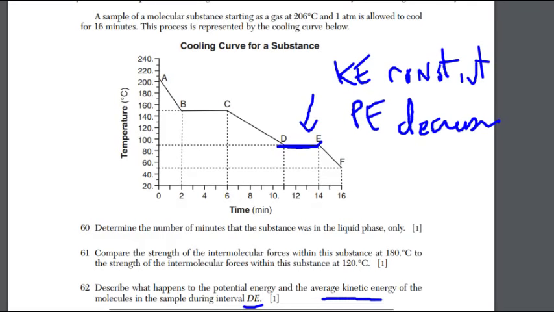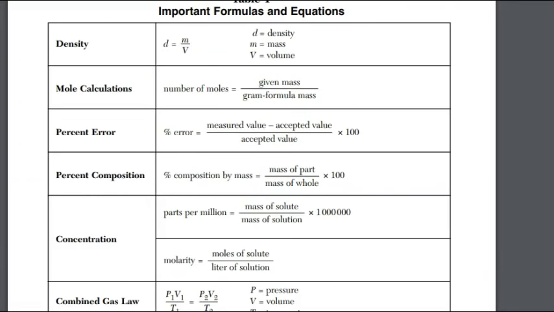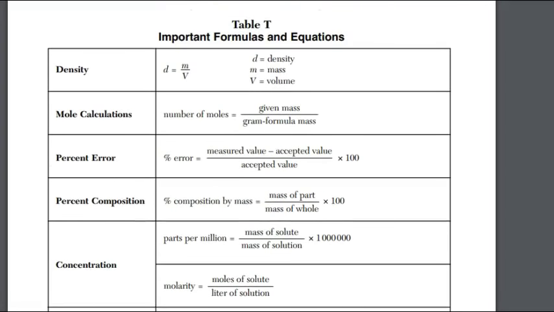Let's move on. Here we are with questions 63 through 65. We have a movable piston, 16 grams of oxygen gas, and here's our temperature, pressure, and our volume, which are the same numbers here in the picture. All right, so 63, determine the number of moles of O2 in the cylinder, and we're given the gram formula mass. Now, reference table T is going to have the mole equation. You're looking at reference table T, and you're looking for moles.